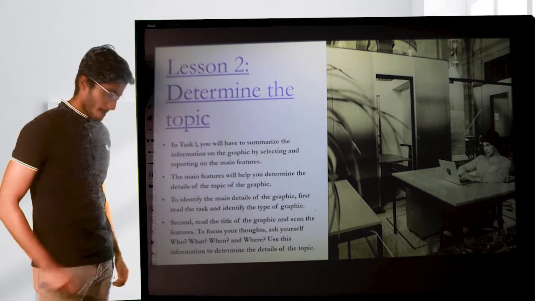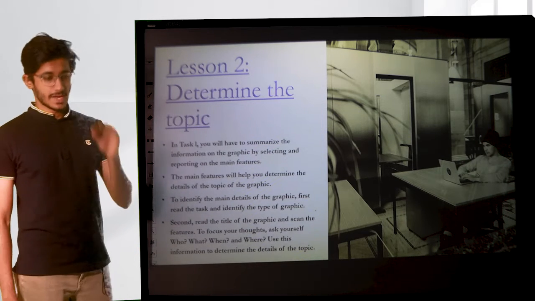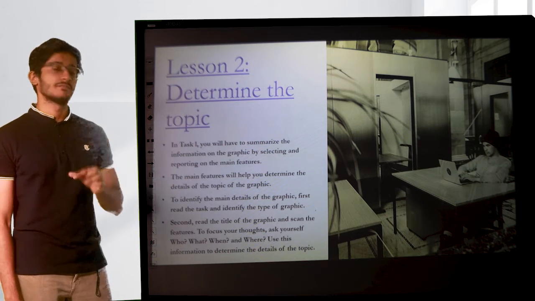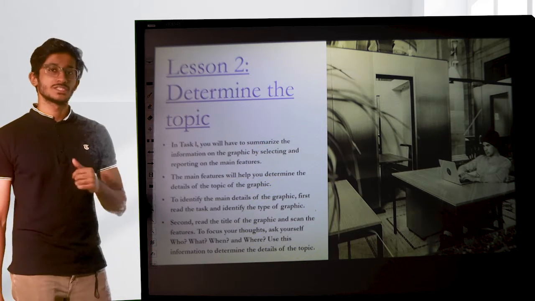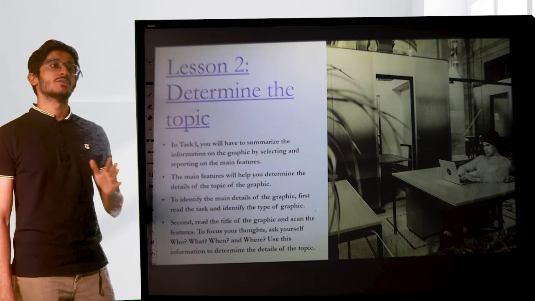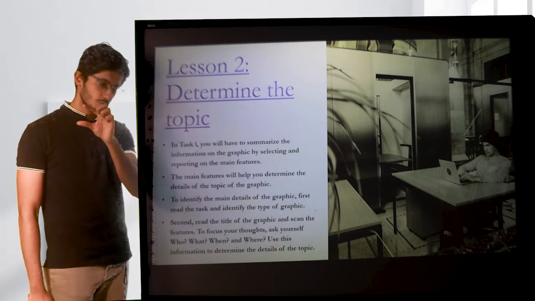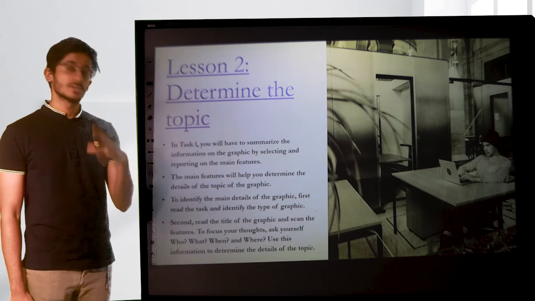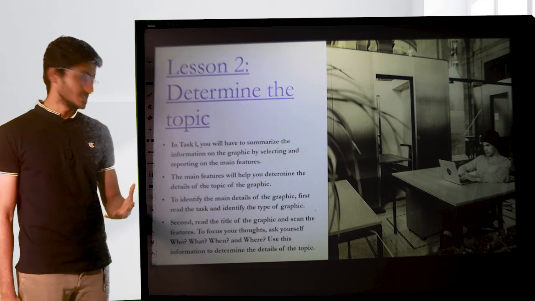In order to identify the details of the graph, first read the task and identify the type of the graph. So first and foremost, once you see the graph, you read the instruction on the top of a graph. I'll show you an example of a question in the next slide, but I'm telling you what you have to do as soon as you see the graph. As soon as you see the graph, you read the instruction on the top of the graph, and then you look at what the graph type is.